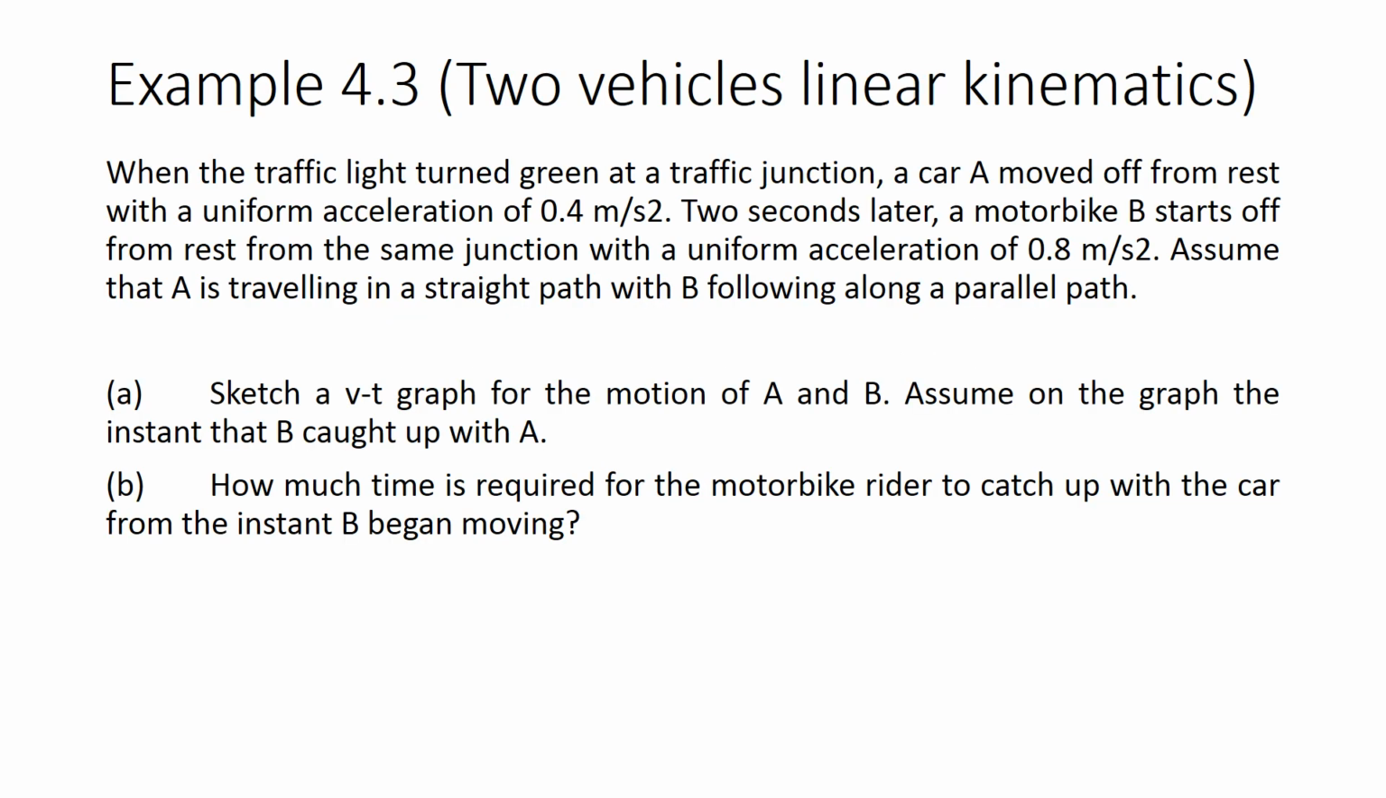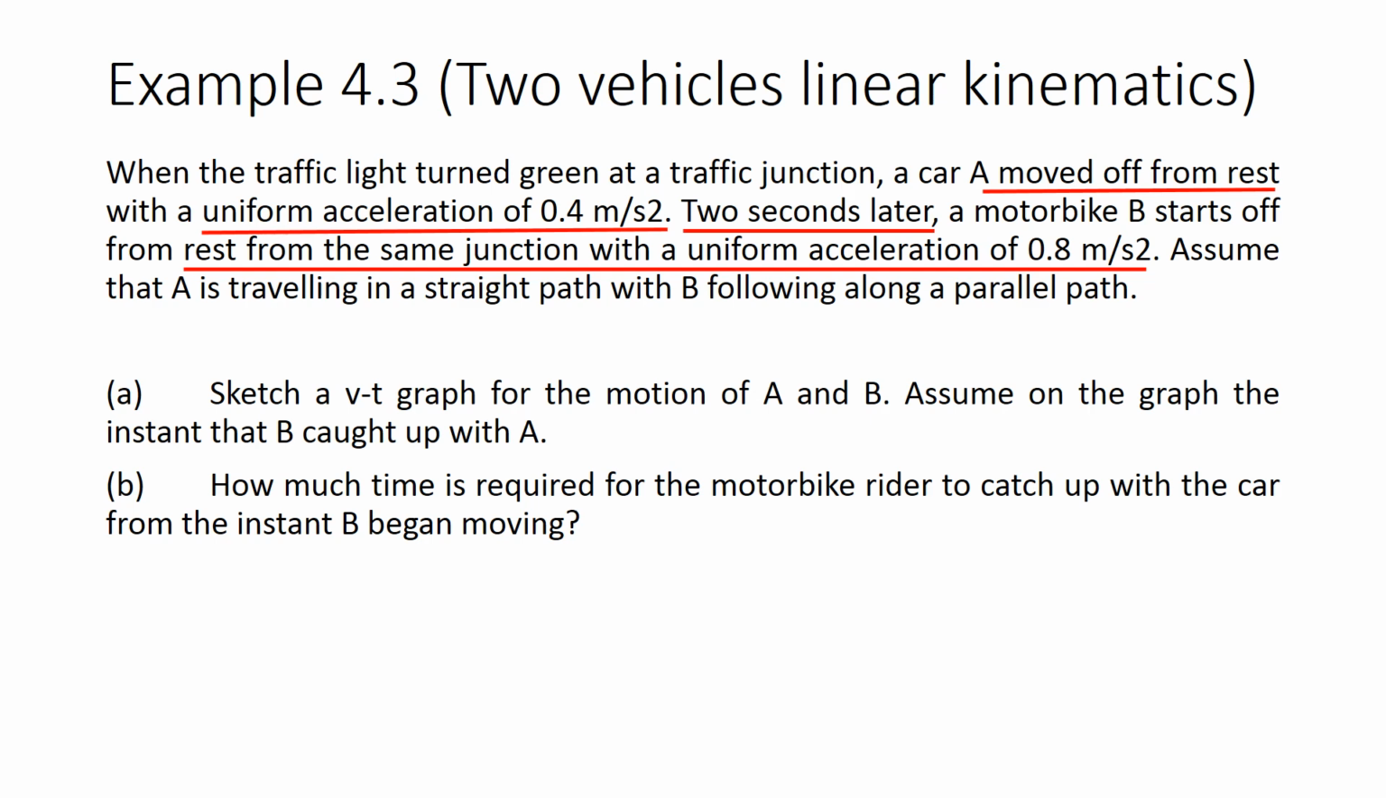Example 4.3. This is a two vehicles linear kinematics problem. It says that when the traffic light turned green at a traffic junction, a car A moved off from rest with a uniform acceleration of 0.4 meter per second square. 2 seconds later, a motorbike B starts off from rest from the same junction with a uniform acceleration of 0.8 meter per second square. Assume that A is traveling in a straight line with B following along the parallel path.